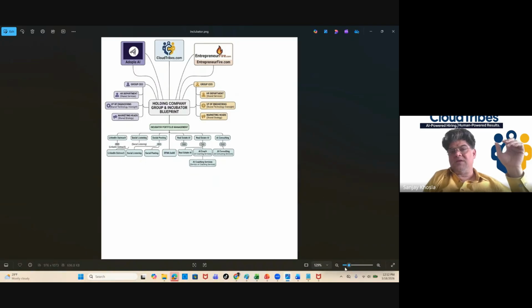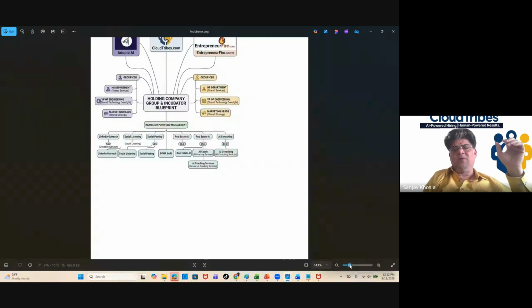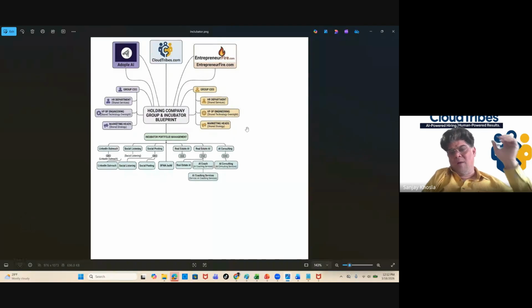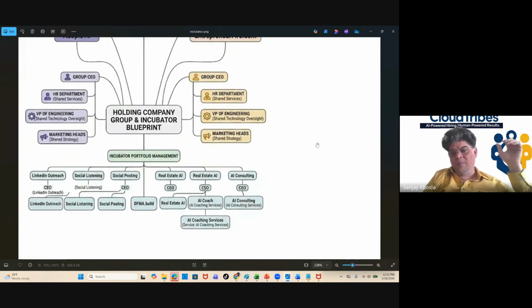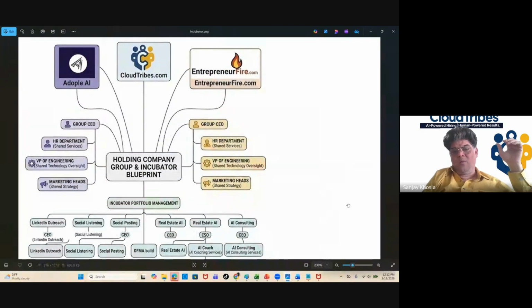So here, as you can see, there are incubators, like there's a holding company concept that we have. And I want to announce that, just like how we have Cloud Tribes as a media channel, we're also announcing entrepreneurfire.com, and then Adopal. So Adopal AI, Cloud Tribes, and Entrepreneur Fire are going to be a holding company.